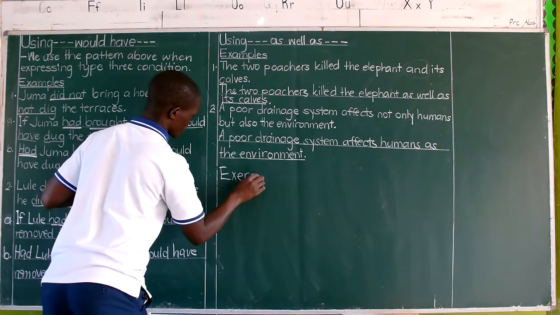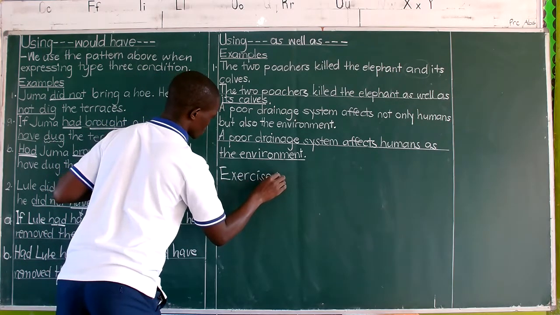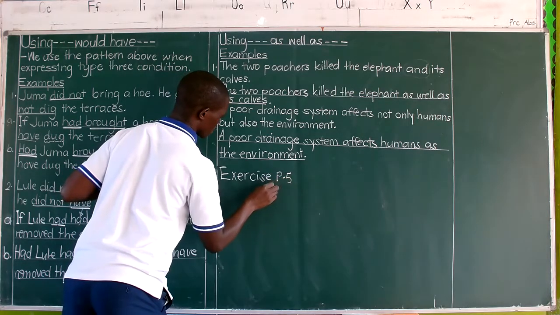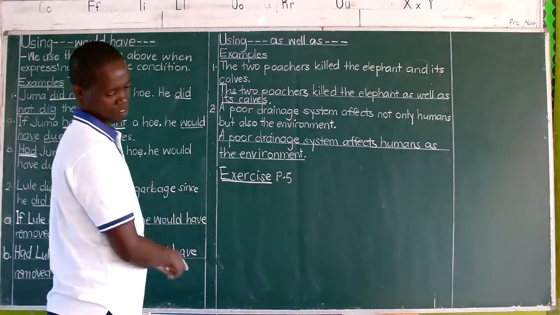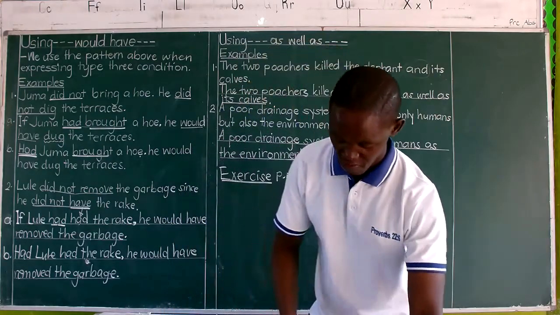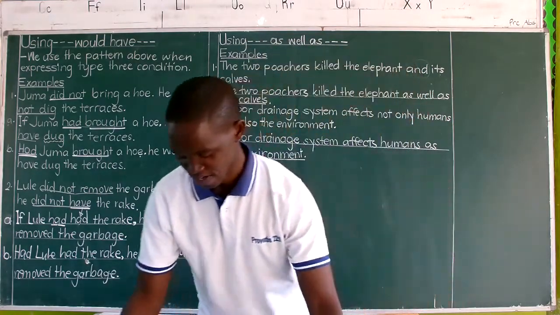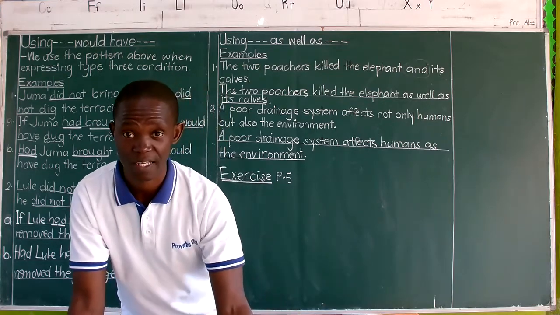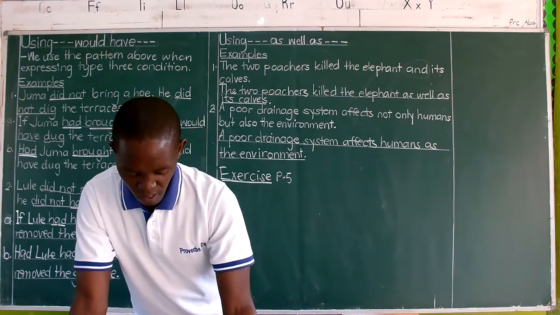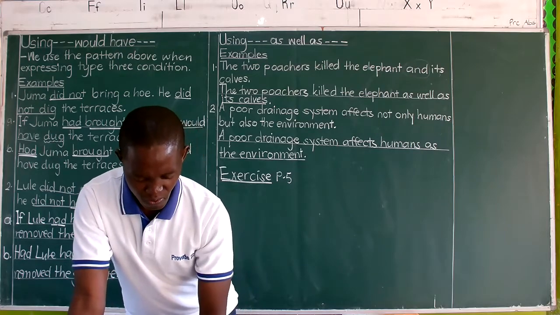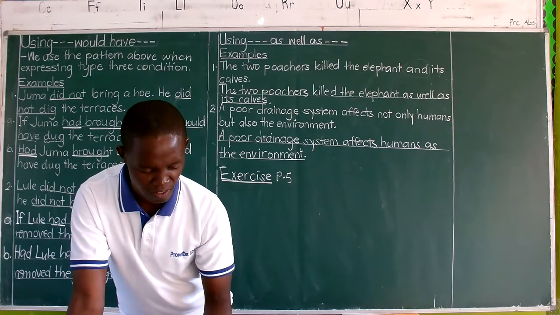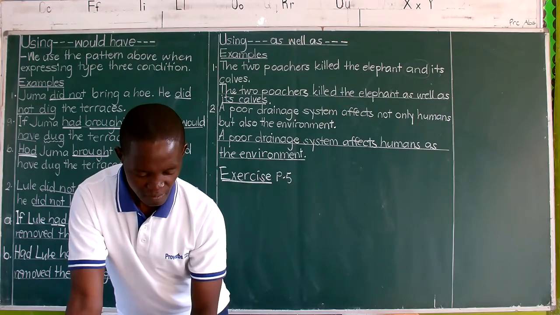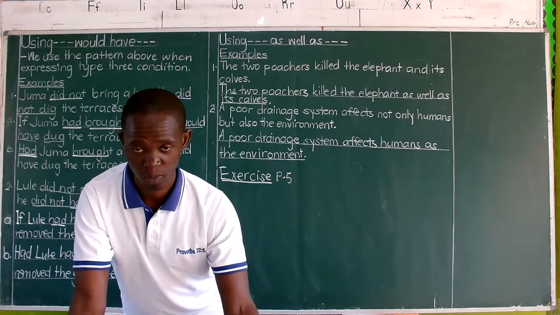You have your exercise about this work on page 5. Exercise about that work is on page 5. So turn to page 5 and see what it offers to you as far as well as is concerned. After that, we are left with five areas to complete this topic.